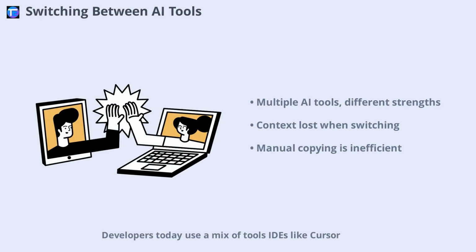Developers today use a mix of tools: IDEs like Cursor, AI assistants like ChatGPT for quick logic, Claude for research, and Gemini for handling large context dumps. But each tool has its own limitations, especially when it comes to understanding your entire codebase. The real challenge is maintaining context as you move between these platforms. Without a unified context, you're forced to repeat yourself, copy-paste code, or risk errors in AI-generated responses.